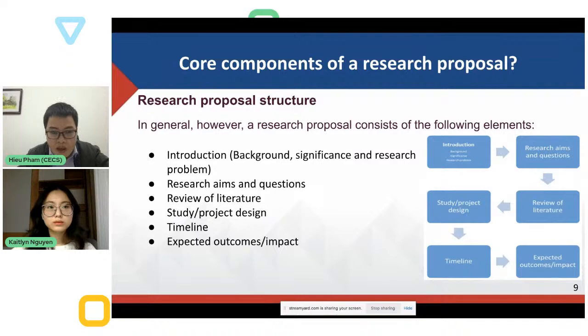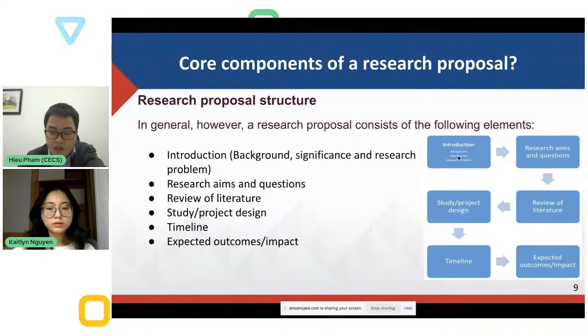Okay, and then you have to have a timeline for your project. You need to divide your project into some milestones and allocate time to complete those milestones. And finally, your research proposal should be concluded by the expected outcome, what you commit to deliver in your research project. Normally we will start with the introduction.